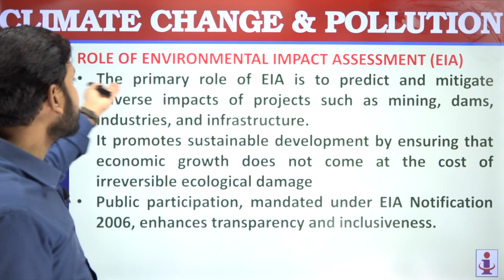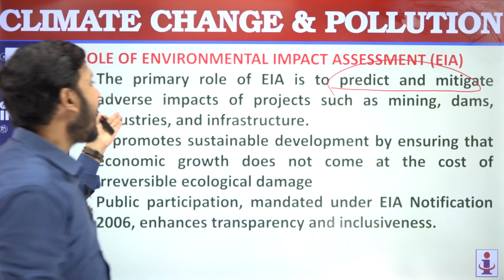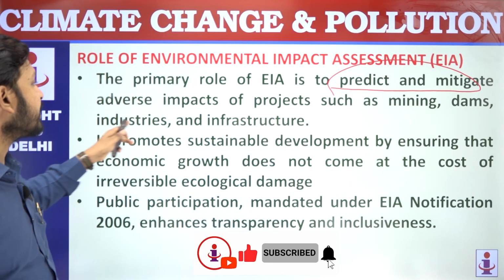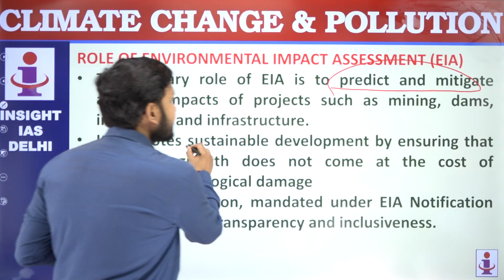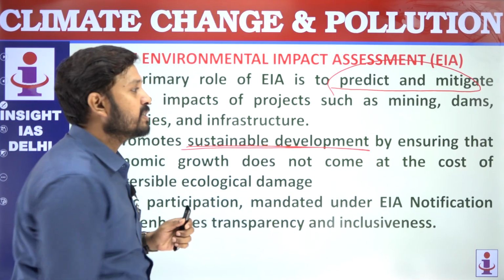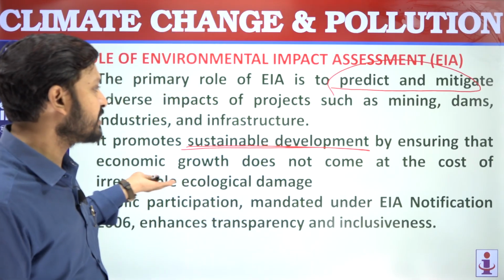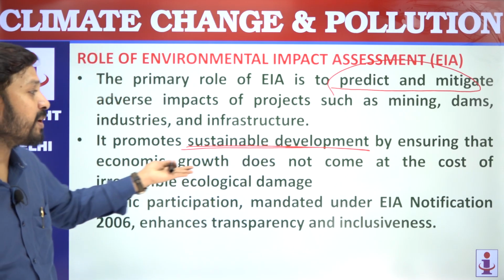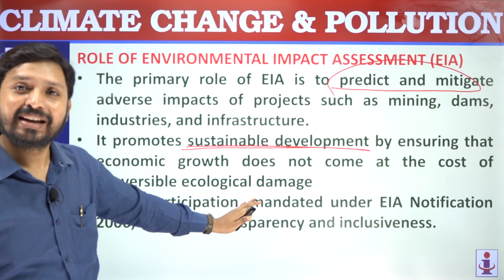Okay, so what is the role of environmental impact assessment? The primary role of environmental impact assessment is to predict and mitigate adverse impact of projects such as mining, dams, industries and other infrastructure. Okay, so it promotes sustainable development, because sustainable development means we need to develop economically and also protect ecologically. So it promotes sustainable development by ensuring that economic growth does not come at the cost of irreversible ecological damage.